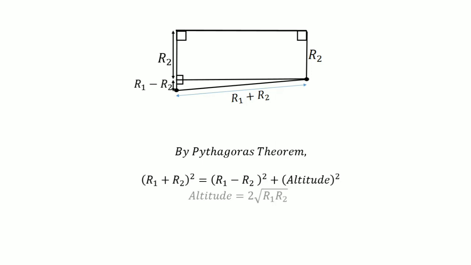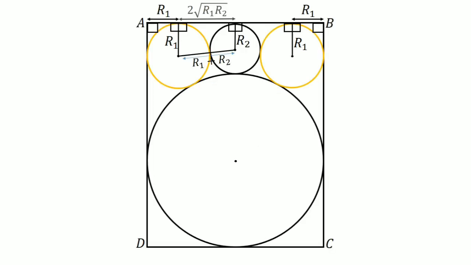So we have altitude is equal to 2 under root R1 times R2. So we have altitude is equal to this. So this side is also equal to 2 under root R1 times R2. So looking at our figure, this side is 2 under root R1 times R2, and this side is also equal to 2 under root R1 R2 if we do this same thing on the right side.